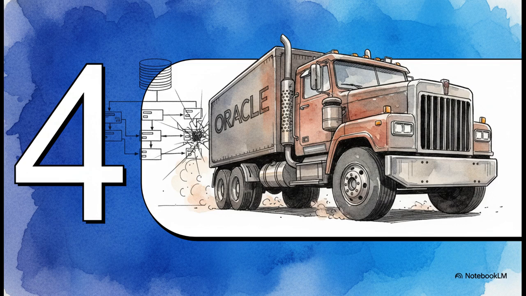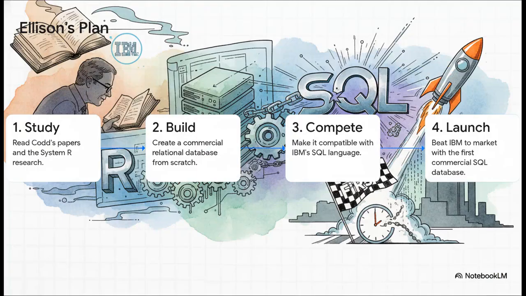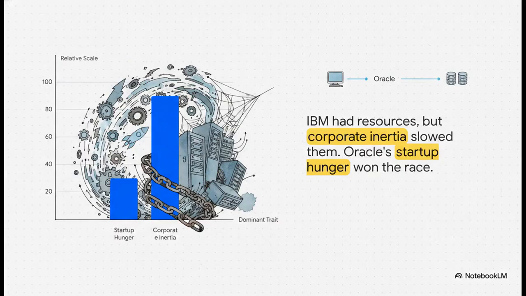And a young, ambitious entrepreneur named Larry Ellison was about to drive a truck right through it. Ellison had read Codd's paper. He had studied the research from System R, and he saw what IBM was completely missing, a multi-billion-dollar opportunity. His plan was so simple it was audacious. He was going to build his own relational database from scratch, make it speak IBM's own language, SQL, and get it to market before they could. And that is precisely what happened.